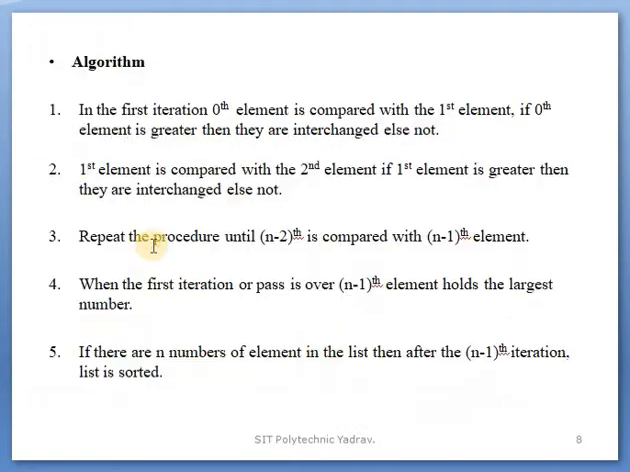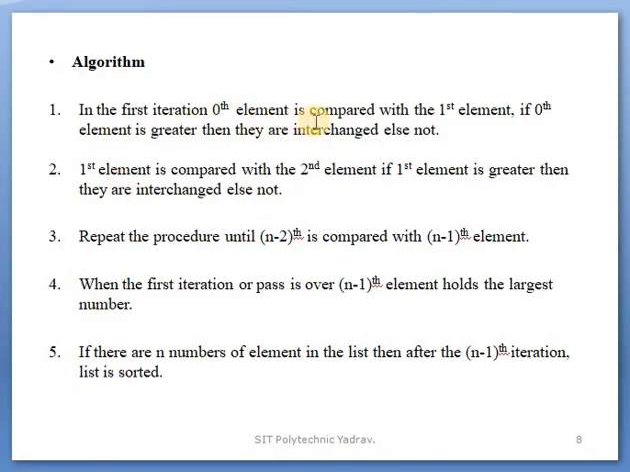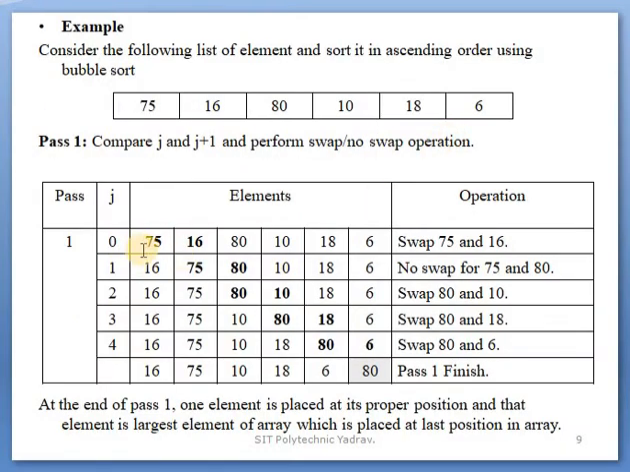The algorithm says that in the first iteration, the first pass, the 0th element is compared with the first element. If the 0th element is greater, they are interchanged, else not. The 0th position is compared with j plus 1, which means the first position. This is position 0, then first, second, third, fourth, fifth, because it is an array and it starts with position 0.